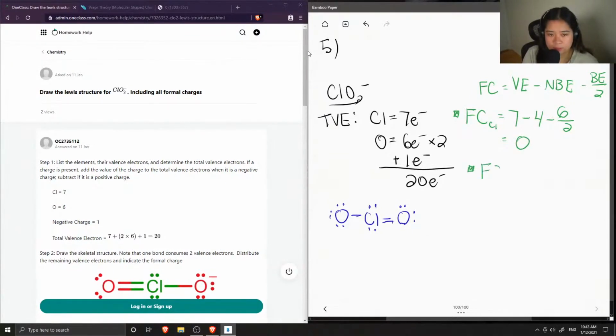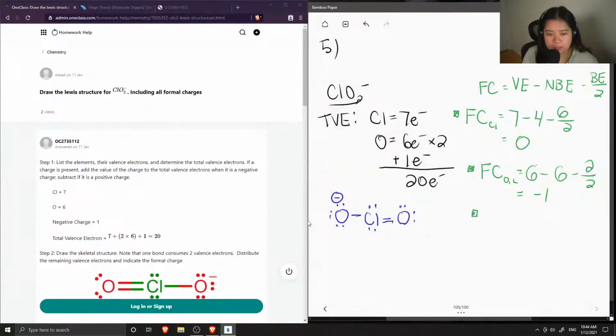Now let's do the same thing for our oxygen on the left. So oxygen has 6 valence electrons. There are 6 non-bonding electrons, and there's only a single bond. So we have 2 bonding electrons divided by 2, and we have a formal charge of -1. So I'm just going to write this oxygen having a negative charge.